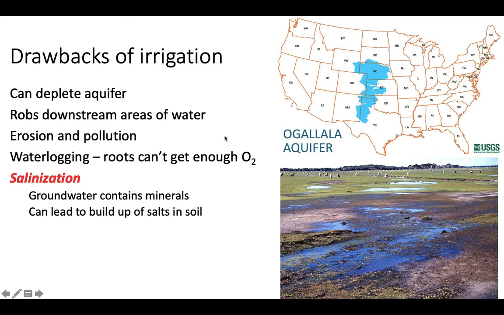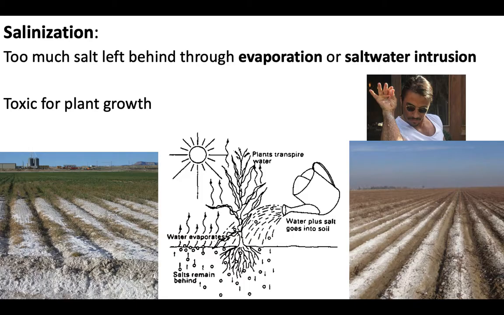And lastly, I mentioned this before already, salinization. Basically, the groundwater that we're pulling up and using to irrigate our crops contains minerals and salts, and as that water evaporates, it's going to leave those minerals and salts behind, and that can lead to buildup of salt and minerals in the soil. So you can get really sort of salty soil here. And too much of that left behind can be toxic for plant growth. So as water evaporates, it's going to leave that salt behind. Or if your farm, for some reason, is near the coast, and you've got the ocean there, you might have salt water intruding from the ocean.